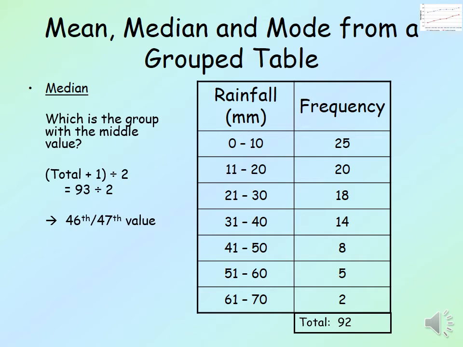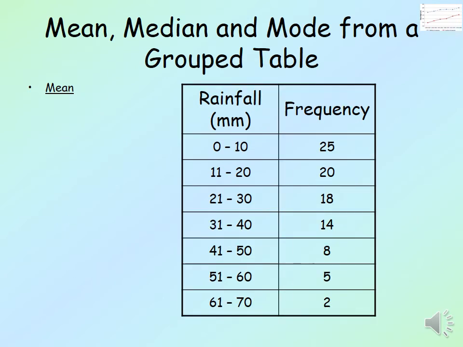So we need to do a running total. 25 plus 20 is 45. And so we stop at the group that we think the median value is in, which is 21 to 30. Okay, now we're doing the mean. So remember, we need the midpoint.